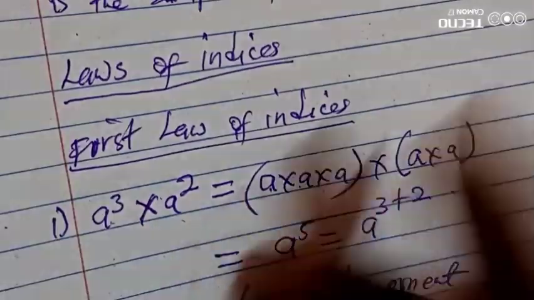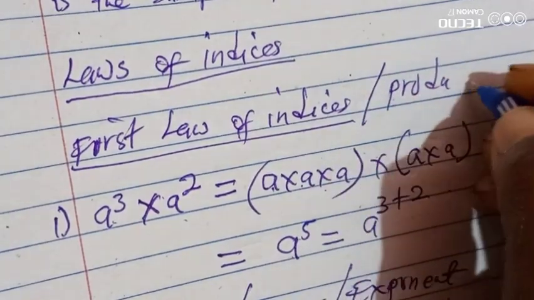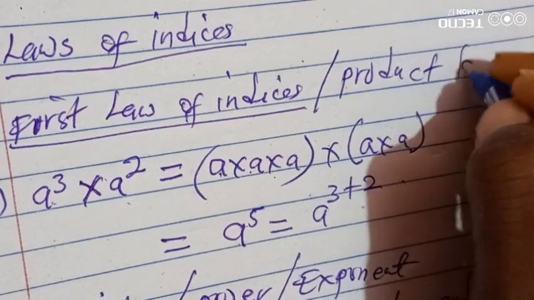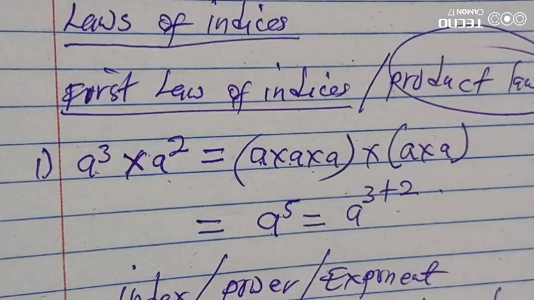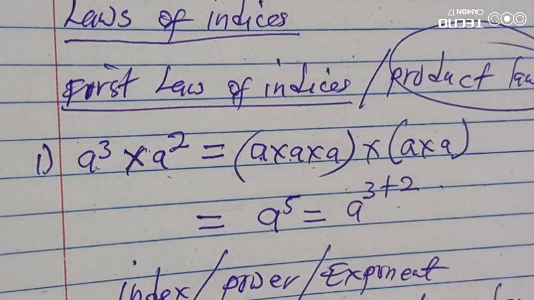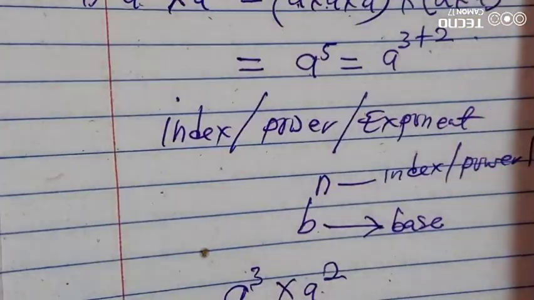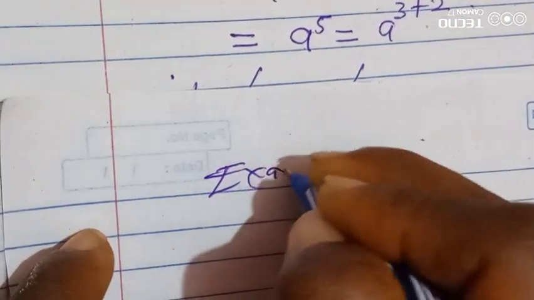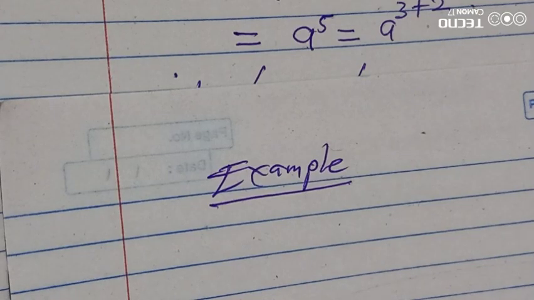So this gives the first law of index, also known as the product law. Our first law of index is called what? The product law. The first law of index is known as the product law. Now let's take a few examples on the first law.